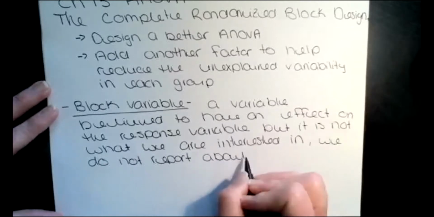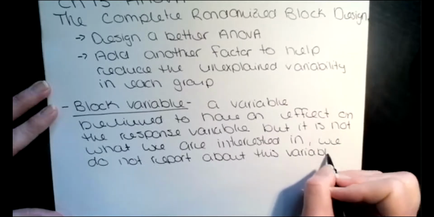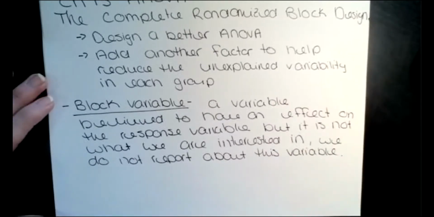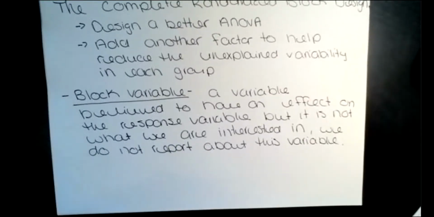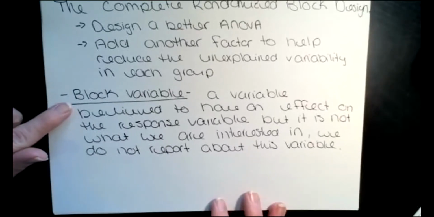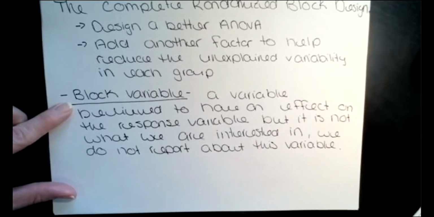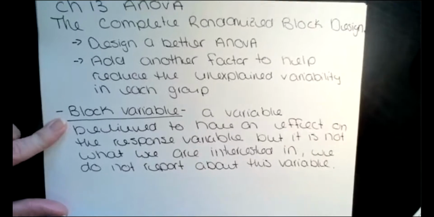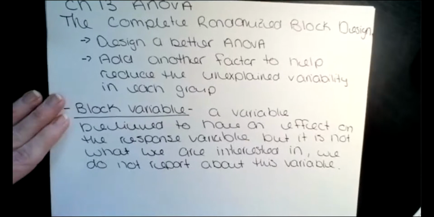So you will see, and I'll let you know where we mention this block variable, but we don't really include it much in the write-up. We need to include a little bit to say that we used it, but we don't use it a lot. A common block variable is an age group. We might not actually be interested in the age group, but the age group might have an effect on whatever our numerical variable is. And so then we add that to our design and to our ANOVA, and it actually helps describe it better. Okay.